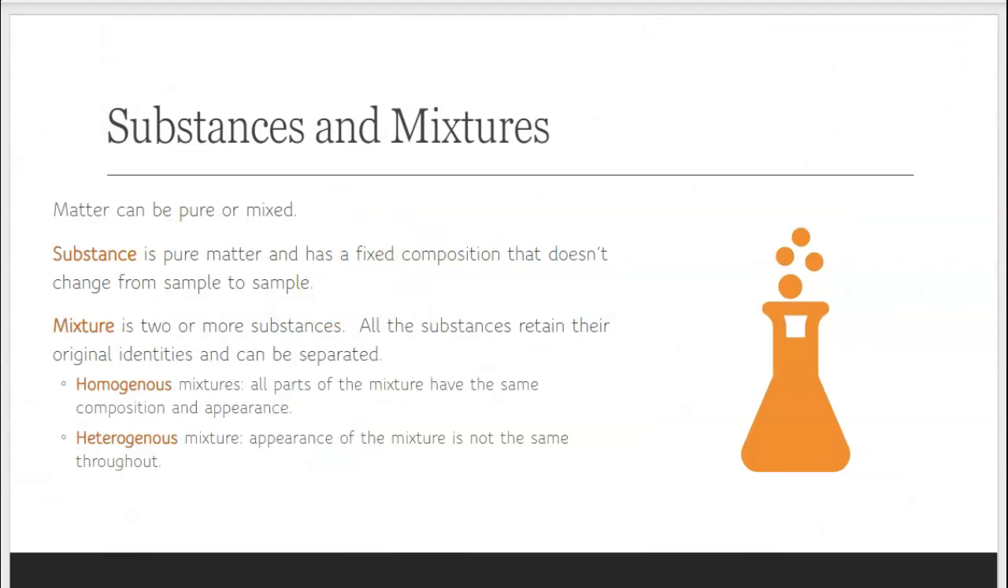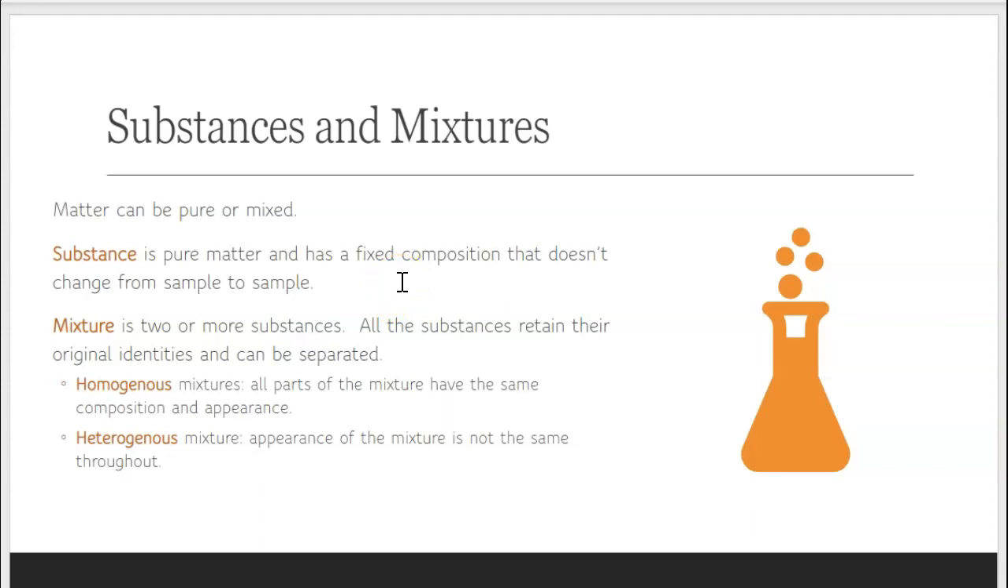A couple other terms that you should know are the differences between substances and mixtures. So matter can exist in a pure state where it's only made up of one type of atom or one type of substance, or it can be mixed. A substance is pure matter. That's what we refer to as pure matter. So it has a very fixed composition and it won't change from sample to sample.